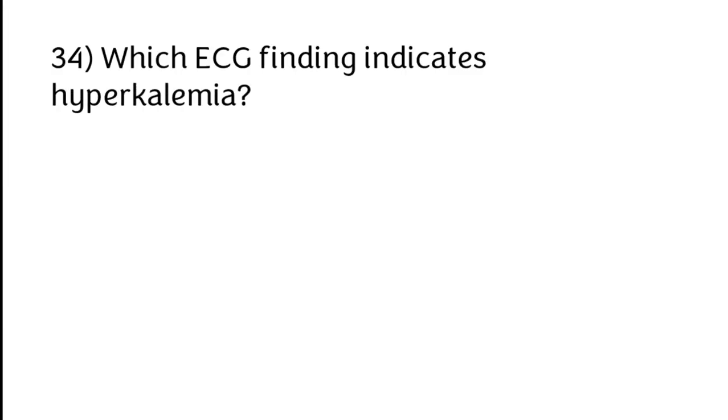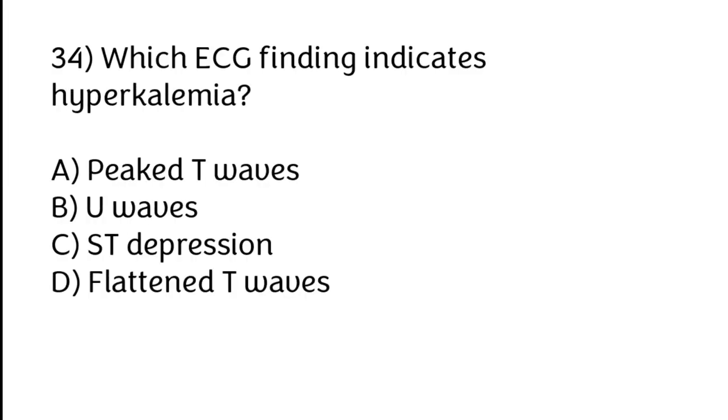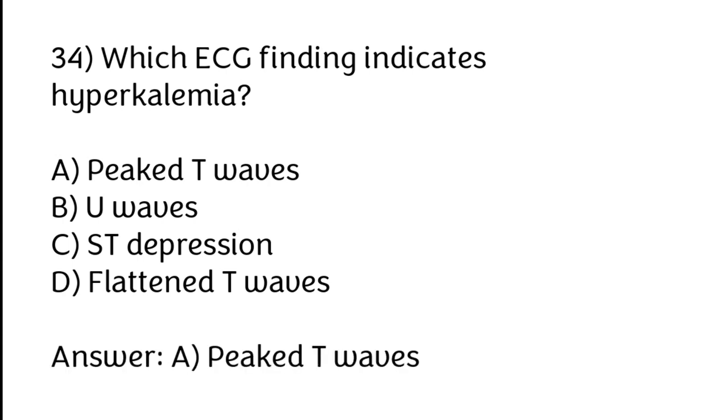Which ECG finding indicates hyperkalemia? Peaked T waves, U waves, ST depression, flattened T waves. Correct answer is option A, peaked T waves.